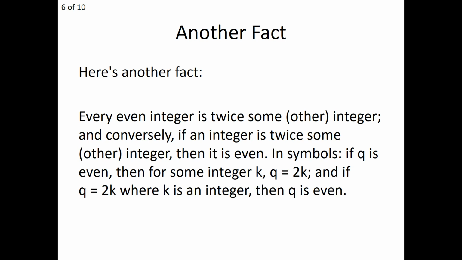Let's use some symbolism here to represent what this conditional and converse say. In symbols, if q is even, then for some integer k, which is another variable representing another integer, I could represent q as q equals 2 times k. And the converse is also true, which means if I know q equals 2 times k, where k is an integer, then q is even. We're going to see these facts used in Pythagoras' proof of showing that the square root of 2 is in fact irrational.